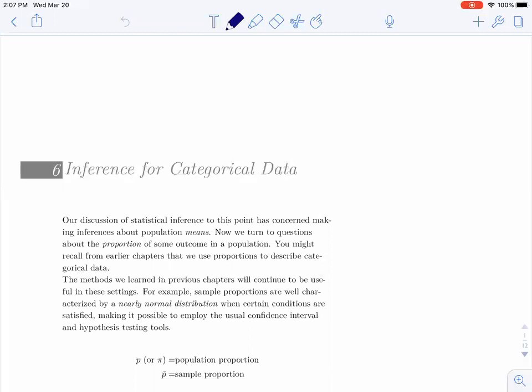Whereas now in this chapter, we're going to be dealing with categorical data, and so we're going to be talking about proportions.